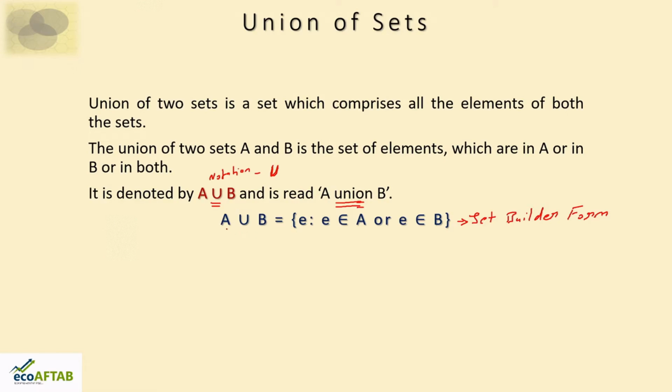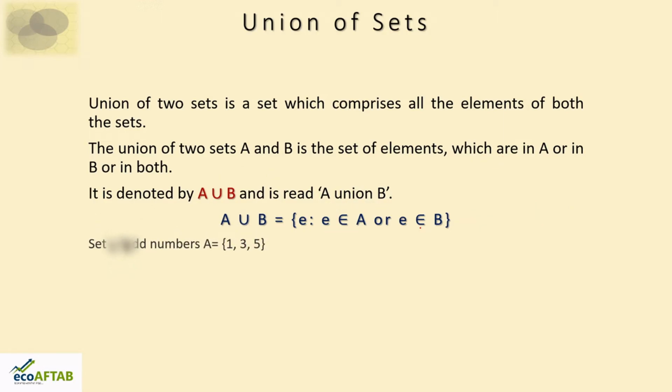So in A union B, A is one set and B is another set, and if this is an element of the set, then this element belongs to A or belongs to B. Here you can see the union of two sets is the set of elements which are in A, or which are in B, or which are in both. So an example.